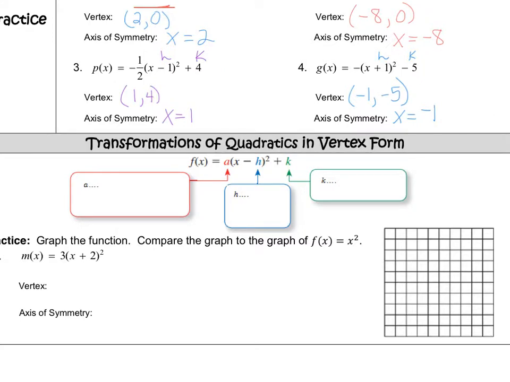Just like we did in the last video, we're going to look at the transformation of a quadratic written in vertex form and how it has transformed from the parent function. Before we do that, I want you to pause your video and fill out what the a does to a quadratic, how it changes the parent function, what the h does to transform it, and what the k does to transform it. Once you have those filled out, start the video up and check your solution.